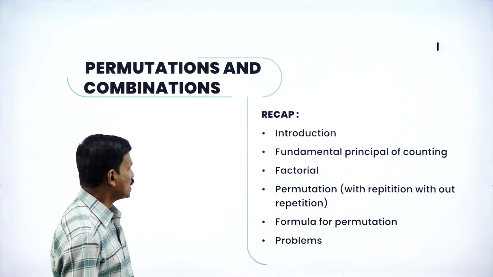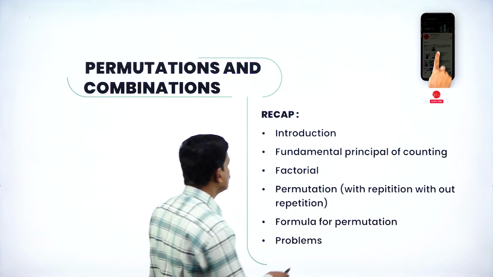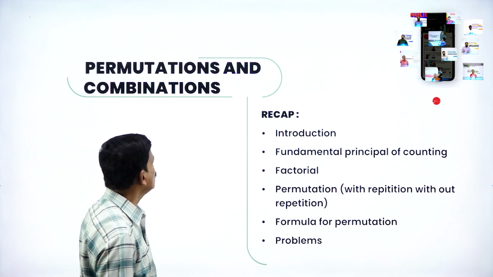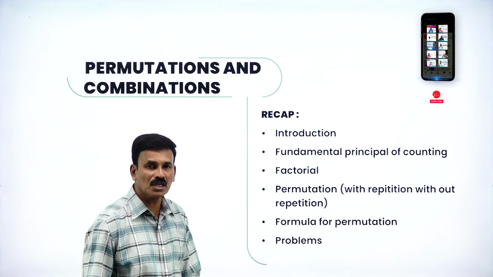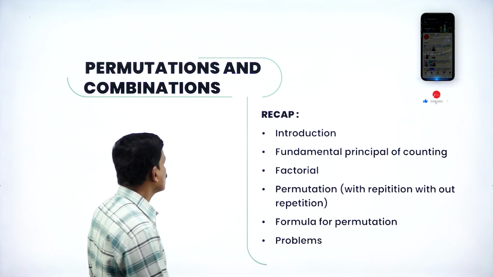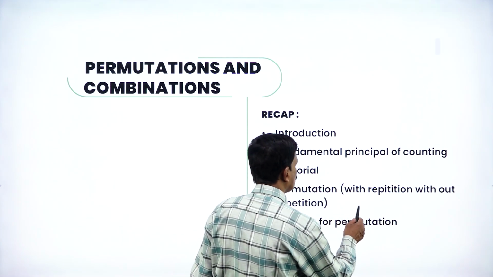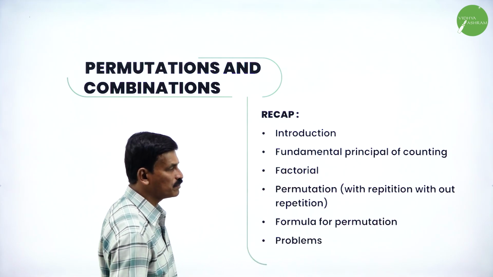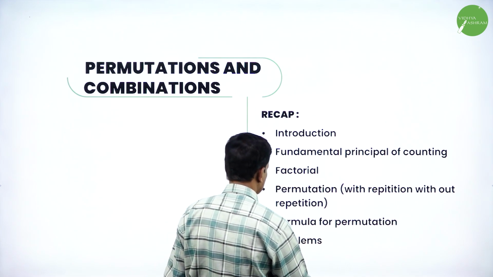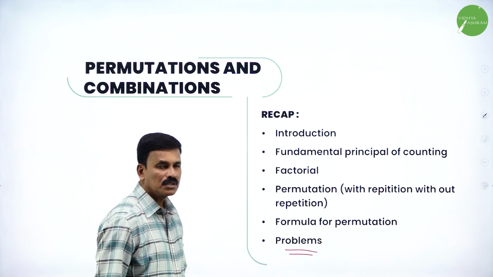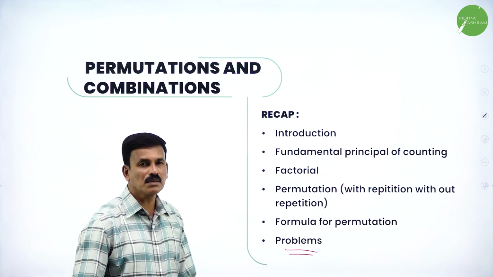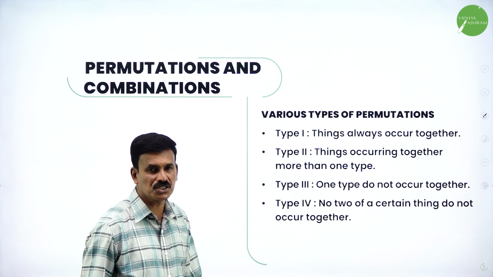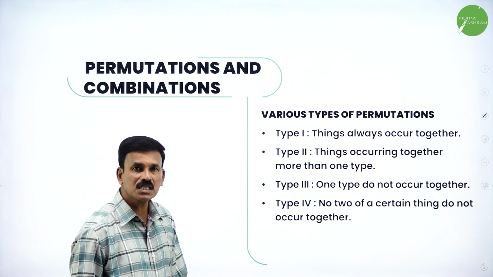Now, in the previous class we have discussed the introduction, the fundamental principle of counting, that is the addition and multiplication theorem, then representation, factorial notation, and the problems based on factorial, and the definition of permutation with a small example, with repetition and without repetition, and the formula for permutations and the problems based on that. So those are the things which we studied in the previous class. Now in this session I am going to discuss various types of permutations, so the problems based on various types of permutations.